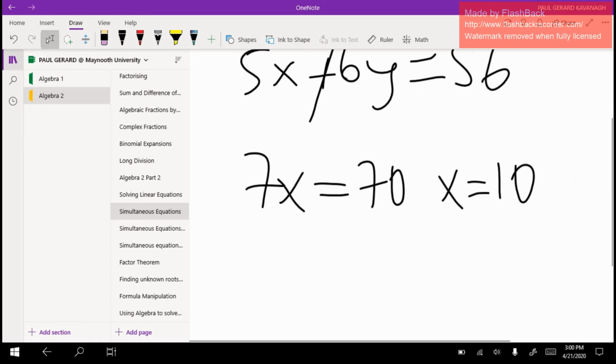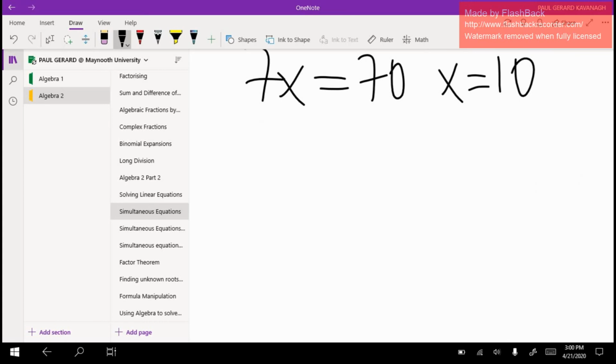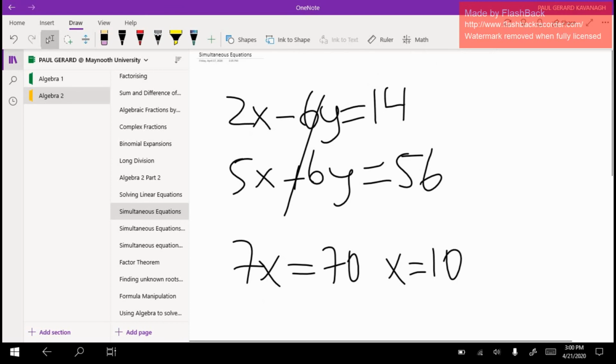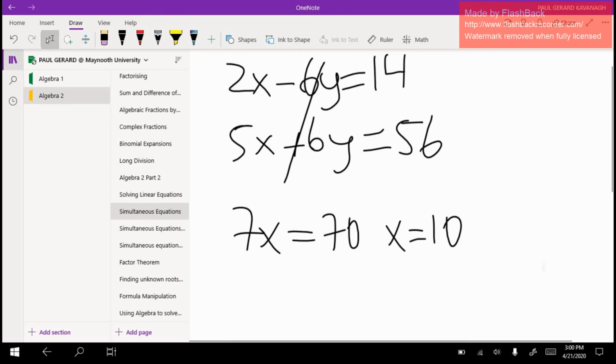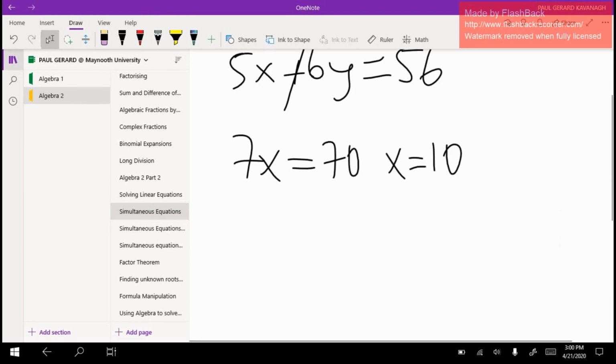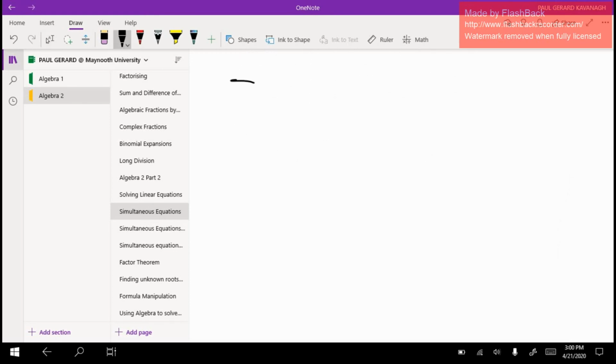Okay, so now we're going to take one of these equations. I would recommend using the one with the smallest solution. So the 2x minus 6y is 14. Well, obviously 14 is smaller than 56, so obviously take that. So we're going to say 2x minus 6y is equal to 14.